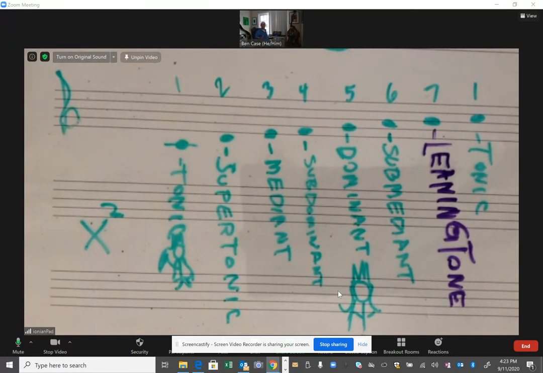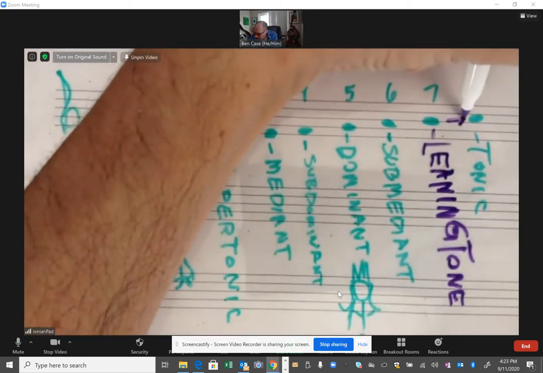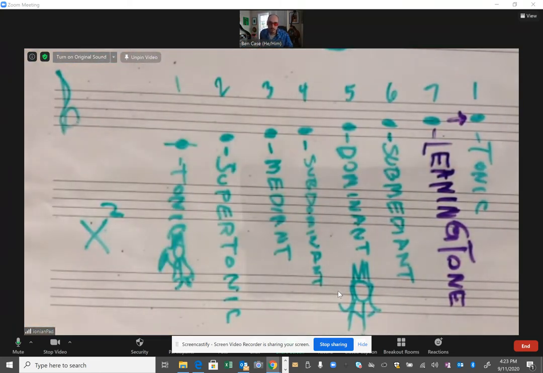I stopped on the leading tone, right? And it wants to resolve. So that leading tone literally points to the tonic. It points to the tonic because the tonic is that important. And it is because the leading tone is just a half step below that tonic. That's why it's so significant.